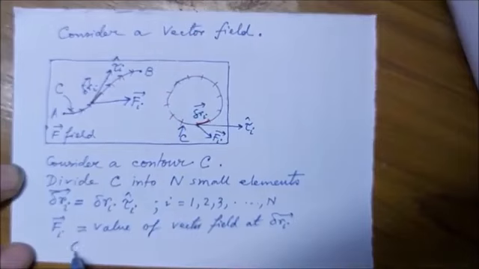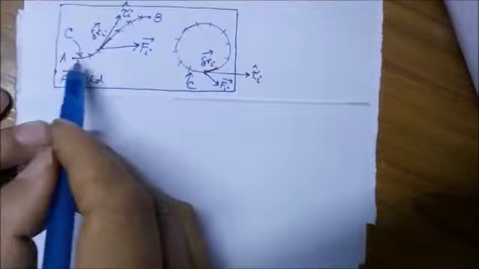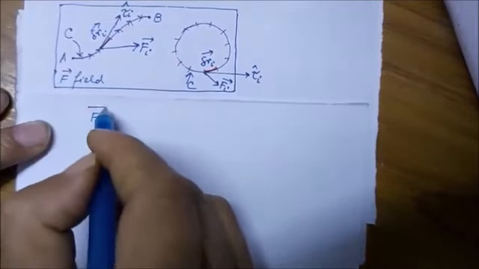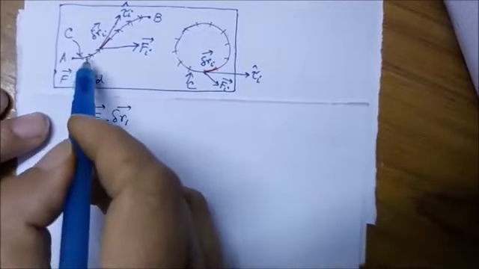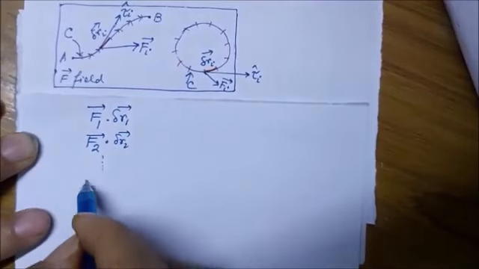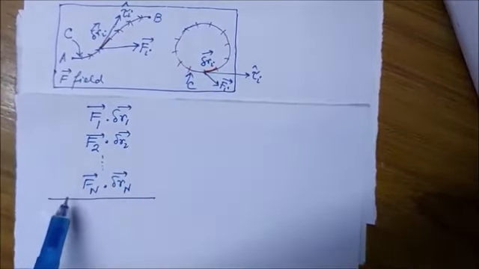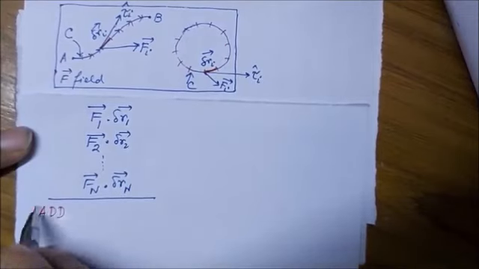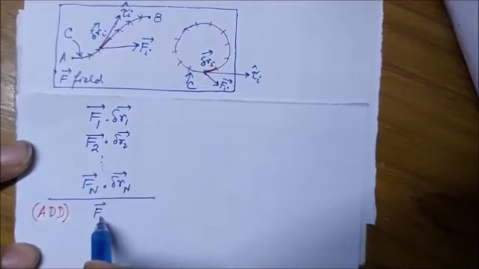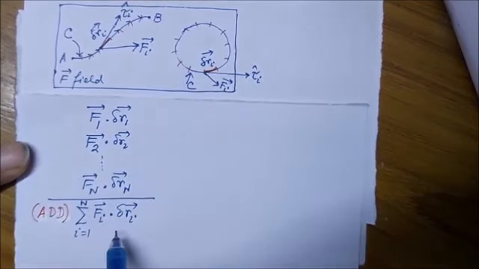We will now consider the dot product between vector Fi and delta ri, where i runs from 1 to n. So let us construct scalar products or dot products. For the first segment, say this one or say this one, for the second one, let us consider F2 vector dot delta r2 vector and so on, and for the last one, the nth segment, and let us add all these dot products. The ith one is Fi dot delta ri, and we have to sum over i from 1 to n. So this is the sum that we have got.